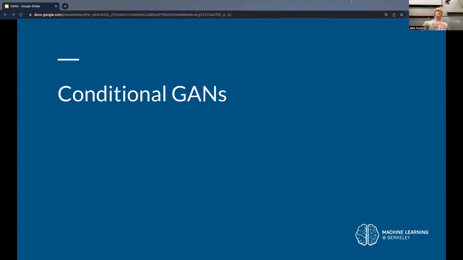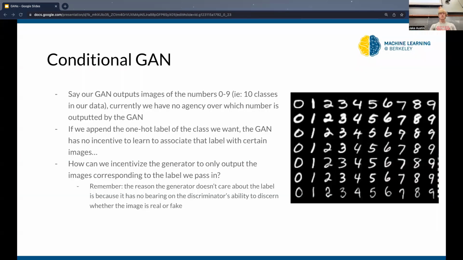ImageNet is a data set that has 1,000 classes. So do you really want to sit there feeding it random noise until it spits out the right kind of object that you were looking for? Like, no. So conditional GANs are basically the solution for that. We have a data set of different numbers between 0 and 9 inclusive, 10 classes in total. We don't have agency. We would like to have agency.